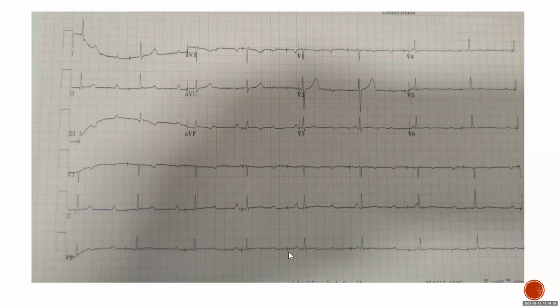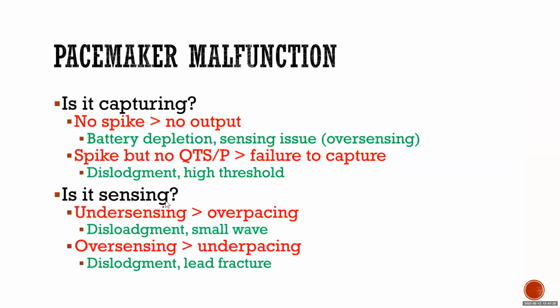And nothing is happening underlying. So the device is just ignoring everything happening. So we know it's undersensing because it's overpacing. It's just pacing all the time. Whether there is a QRS here or here or close to the pacing spike, nothing changes except the interval between the pacing spikes. So it's undersensing because it's overpacing, right?